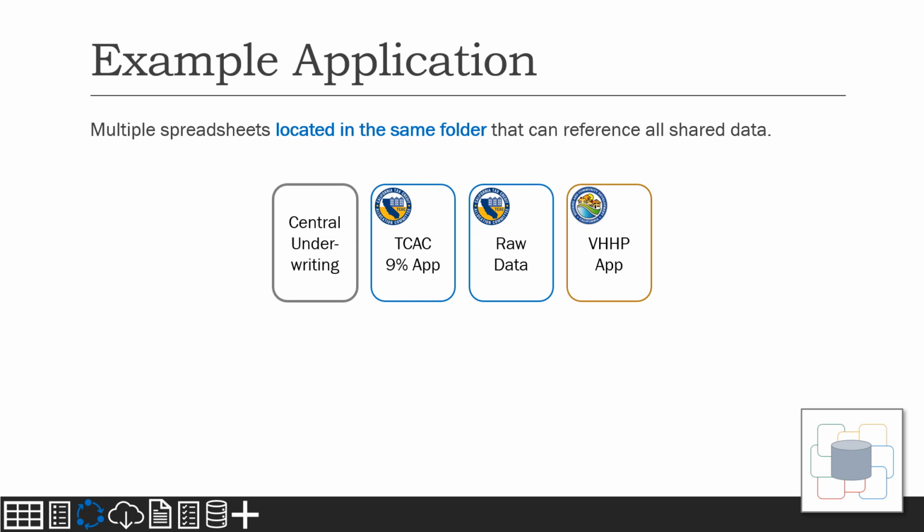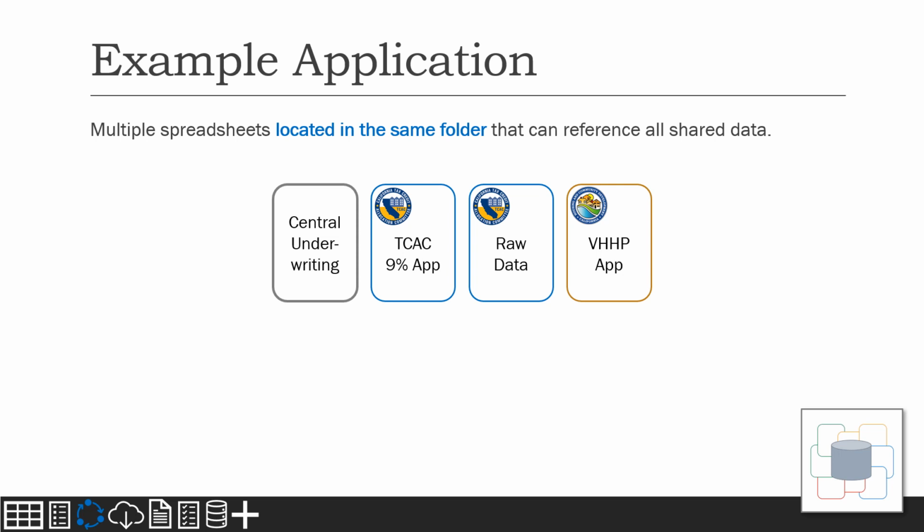First, there is an underwriting spreadsheet with sources and uses, income and expenses, but no program-specific information. Next, we have a TCAC application that stores information about the tax credits requested. Following that, we have a spreadsheet that simply contains raw data, like rent limits. Lastly, we have an HCD spreadsheet containing info about the project's VHHP loan and voucher request.